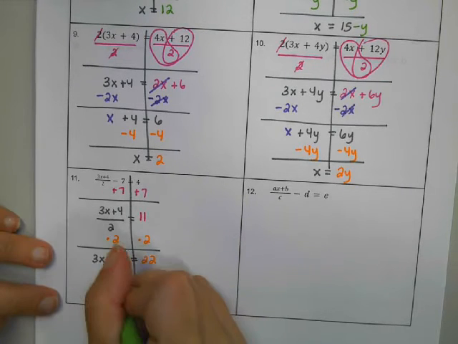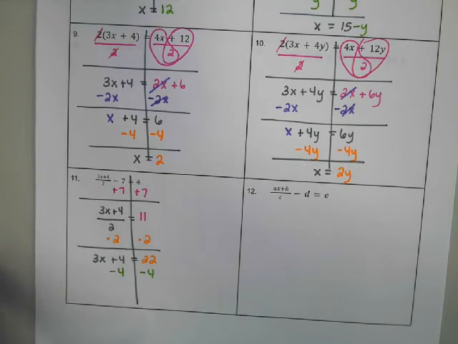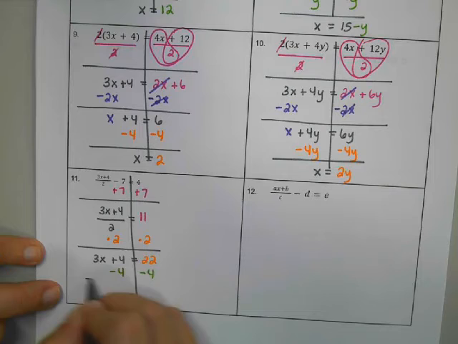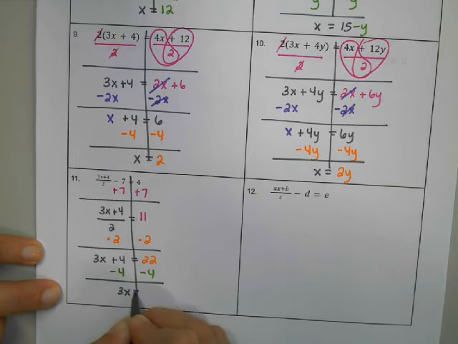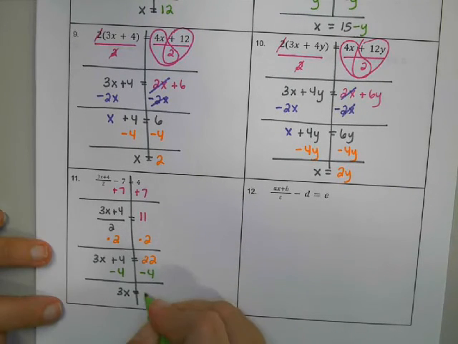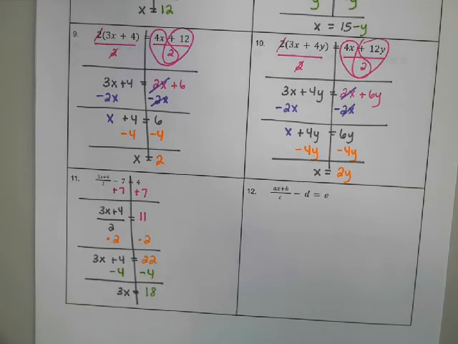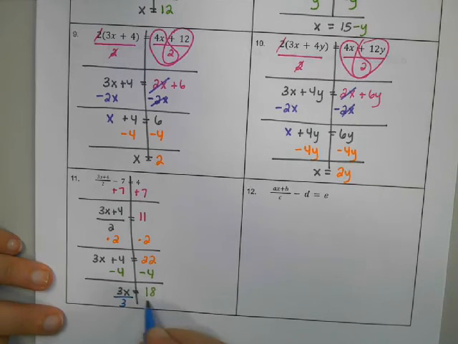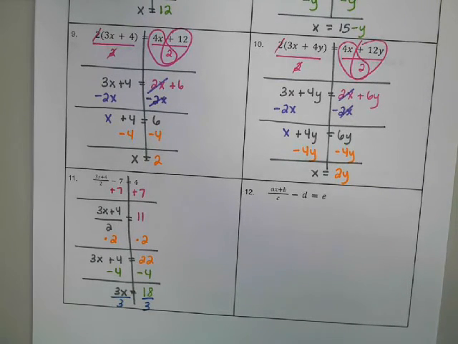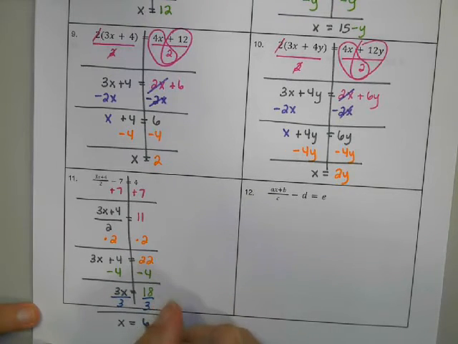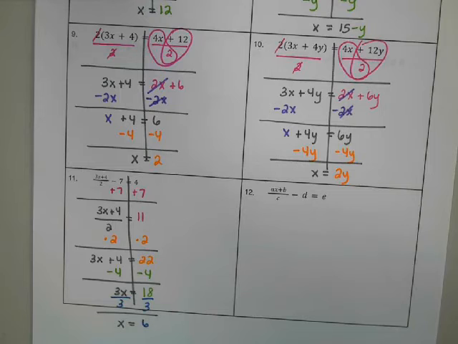Next, I would subtract 4 on both sides. And so that is going to give me 3x equals 22 minus 4 is 18. And lastly, I'm going to divide by 3 on both sides, which gives me x equals 6. Now you'll notice that number 12 has a very similar structure, but there's a lot more letters in it. So let's see if we can figure that out.